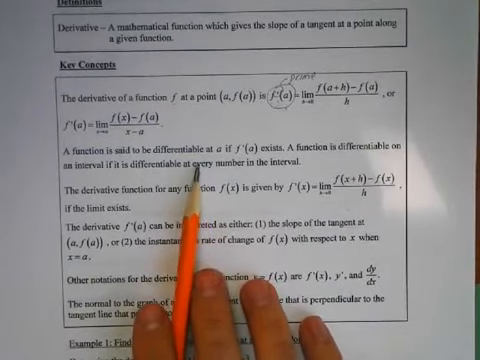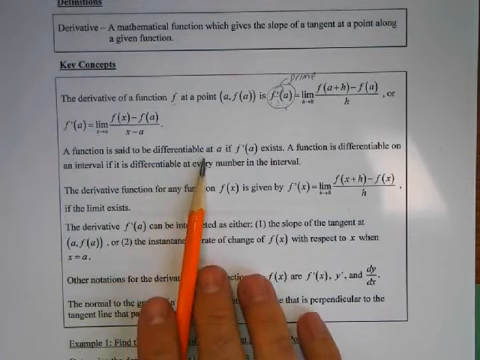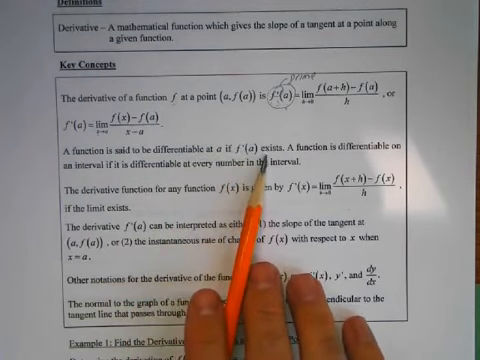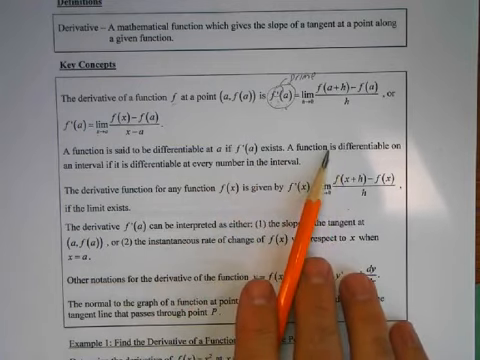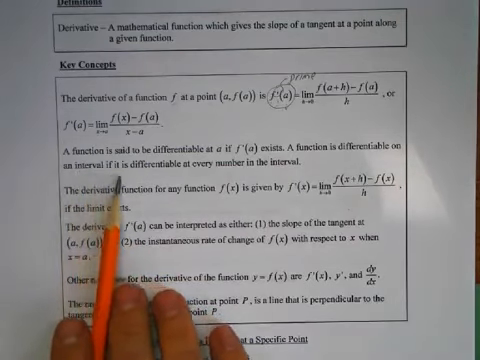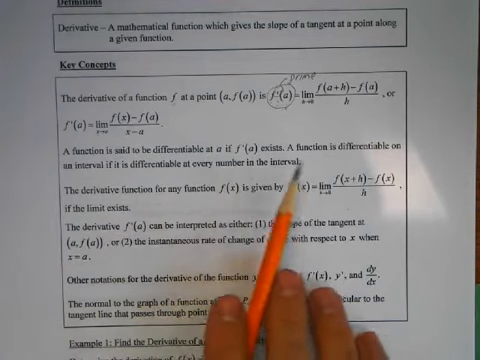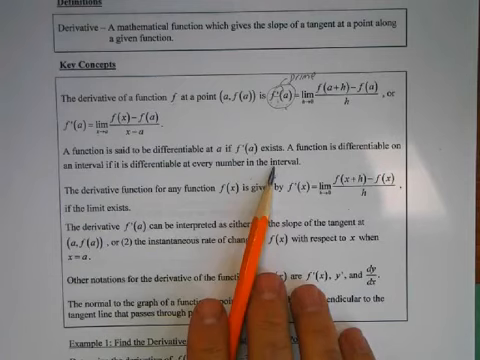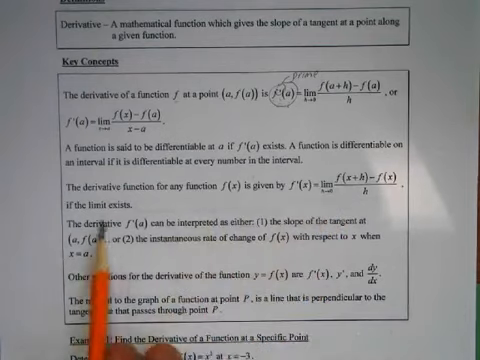A function is said to be differentiable. That means you can take the derivative. It's differentiable at a if the derivative at a exists. So that makes sense. A function is differentiable on an interval, like between two values of x, if it's differentiable at every number in the interval. You'll see most functions are differentiable everywhere for all the domain, but there's some situations where it's not, and we're going to look at that.